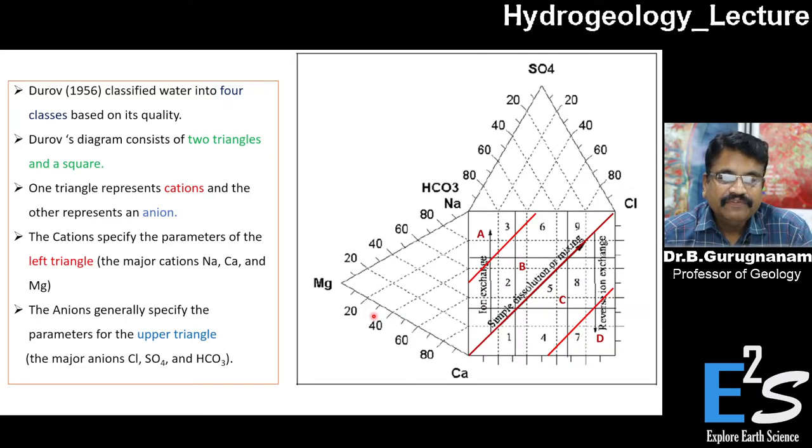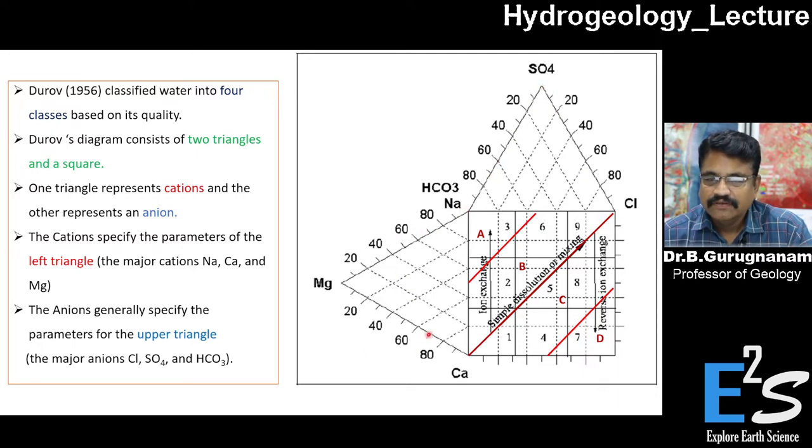Durov in 1956 classified the water into four classes based on its quality. He made four classes: A class 1, B class 2, C class 3, and D class 4. Durov's diagram consists of two triangles. In this square, on the left side, they have prepared triangle 1, and on the top, triangle 2.